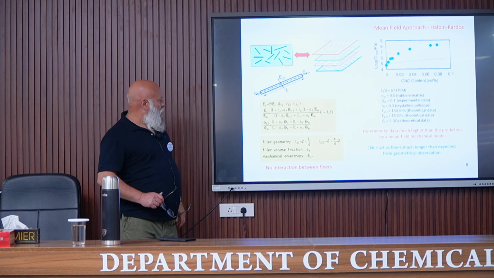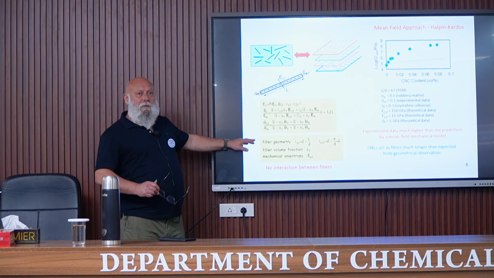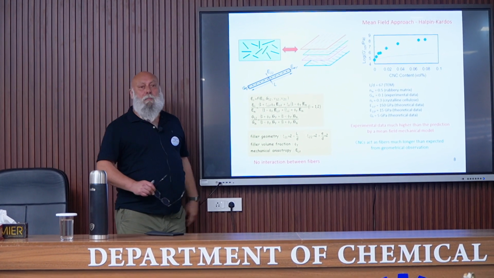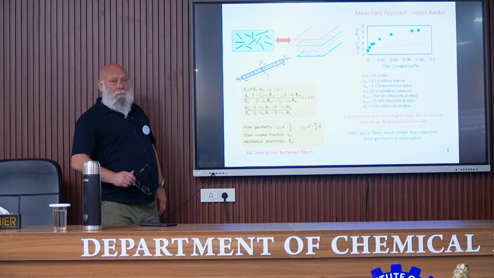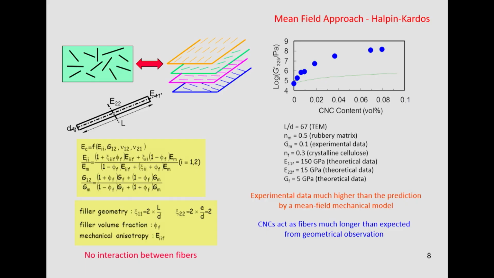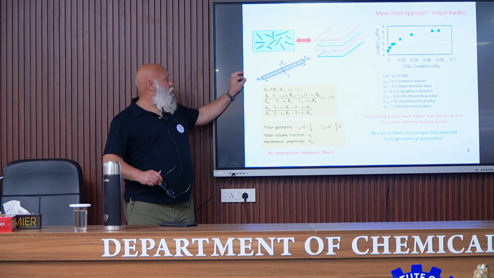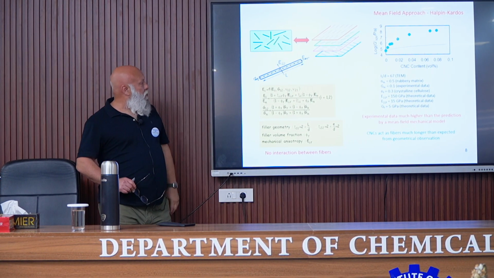So there are some equations which are not very important, but what is important is what is considered in this model. We consider the filler geometry, the length, the diameter of the fibers, the filler volume fraction, of course, but also, and this is important, the mechanical anisotropy. This rod, this nanorod, consists of aligned cellulose chains, meaning that, of course, the longitudinal modulus is much higher than the transverse modulus. Okay? And this is accounted for in this model.